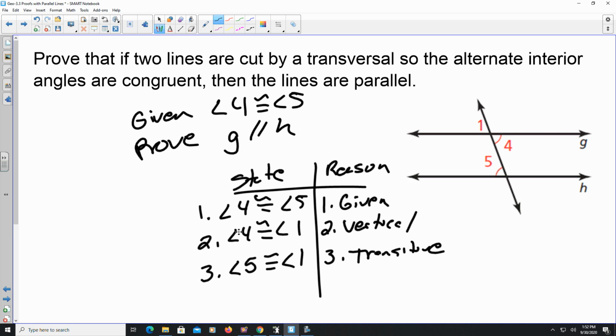And since we know that 1 and 5 are congruent, now we can use another converse, which means that G is in fact parallel to H because of the corresponding angles converse.